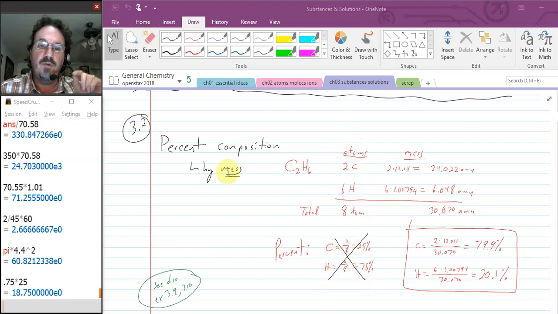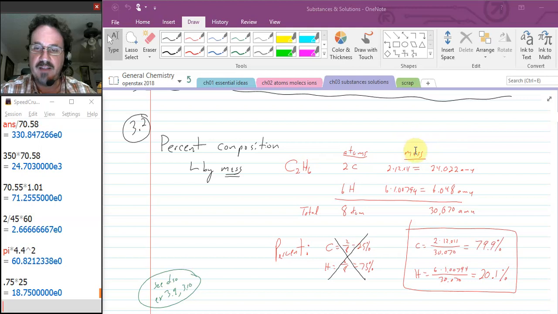When you hear the word percent composition, though, unless they say otherwise, it is always, by definition, by mass, not by counting, by mass. All right, so I got to look at that C2H6, and I got to figure out, well, how much do those 2 carbons weigh? How much do those 6 hydrogens weigh? And then how much does the total thing weigh? And then I can do the percentage from those numbers.